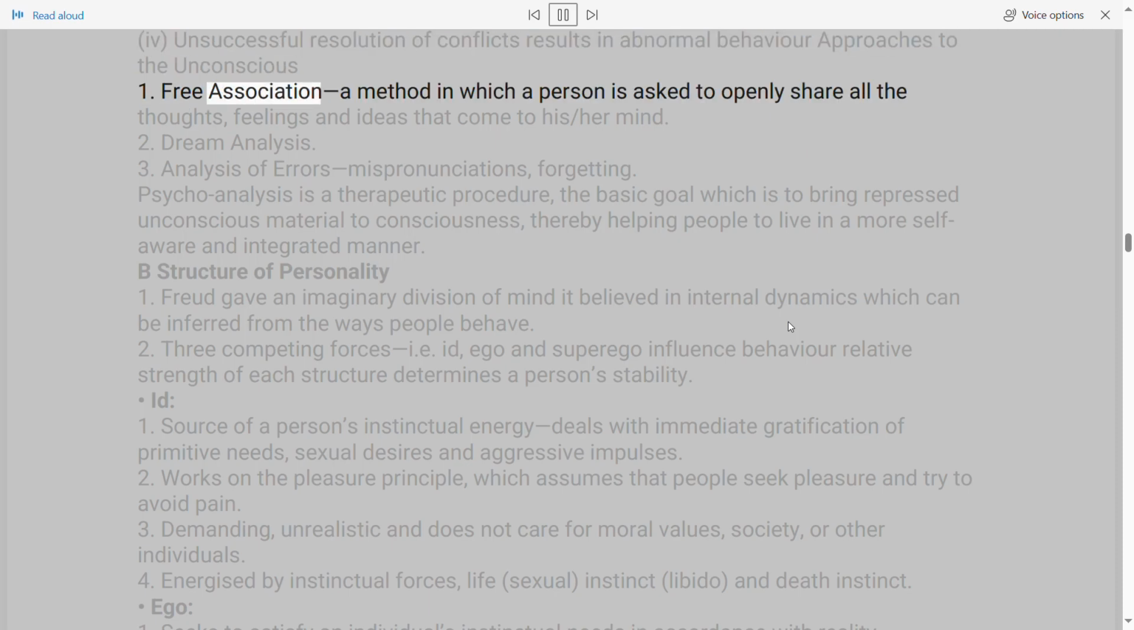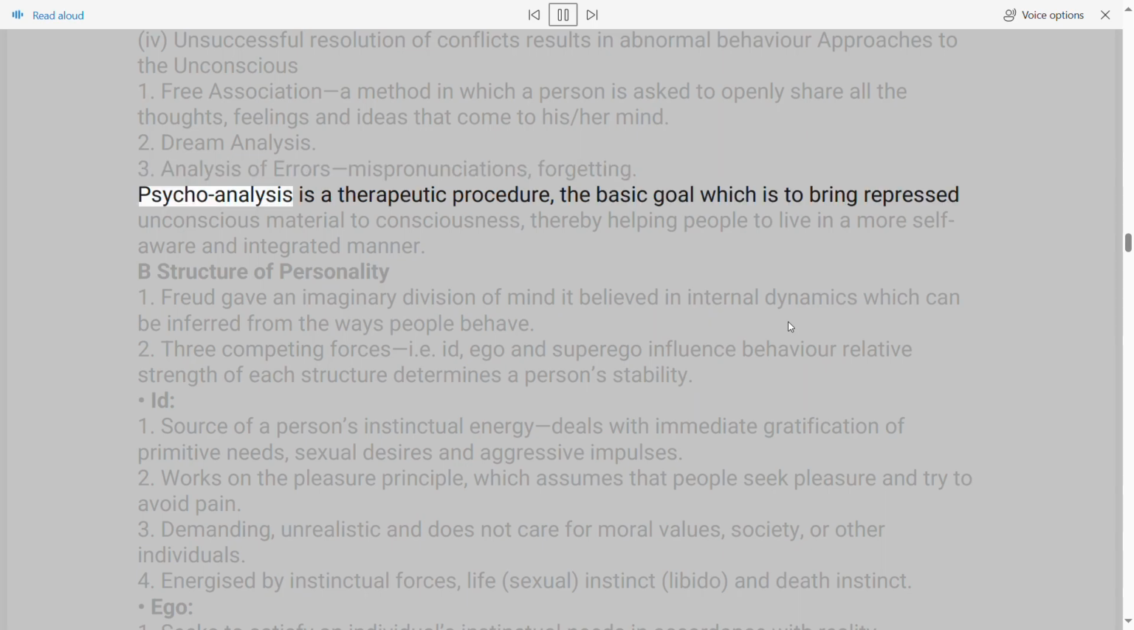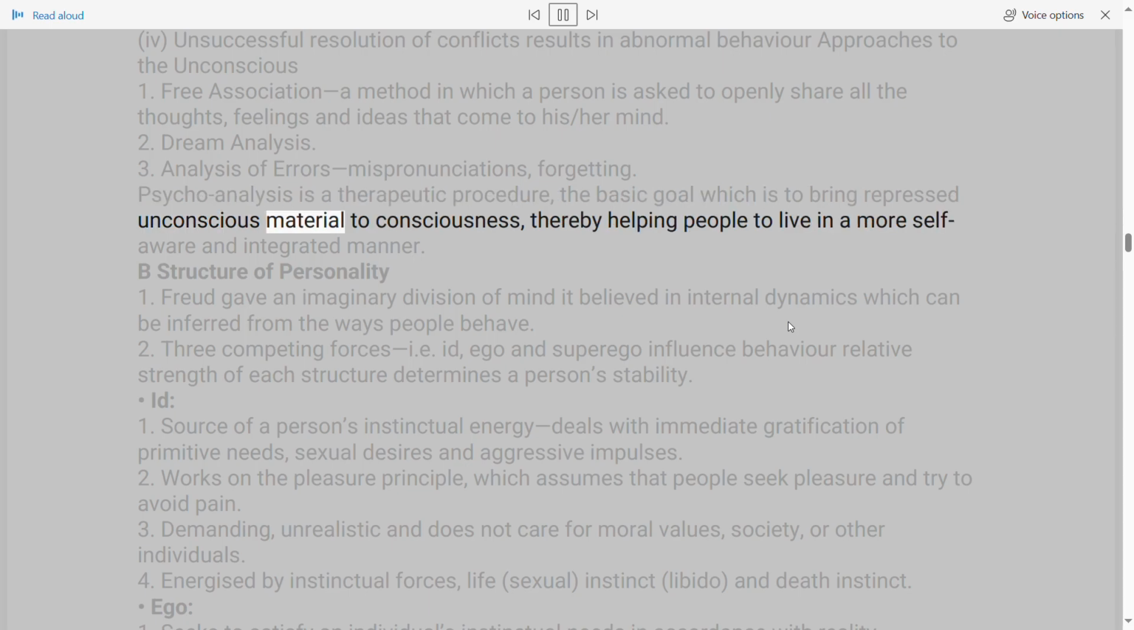Approaches to the unconscious: 1. Free association, a method in which a person is asked to openly share all the thoughts, feelings and ideas that come to his/her mind. 2. Dream analysis. 3. Analysis of errors, mispronunciations, forgetting. Psychoanalysis is a therapeutic procedure, the basic goal of which is to bring repressed unconscious material to consciousness, thereby helping people to live in a more self-aware and integrated manner.